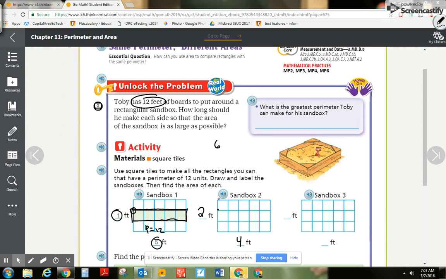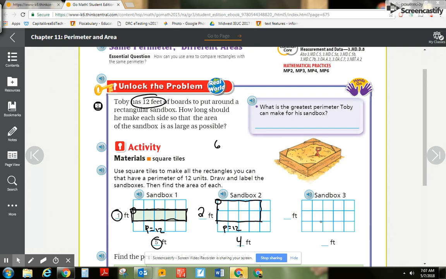So I'm going to start right here. I'm going to go 2. I'm going to go over 4. 1, 2, 3, 4. And I'll just finish. So far I got 1, 2, 3, 4, 5, 6, 7, 8, 9, 10, 11, 12. Sweet, my perimeter is 12.